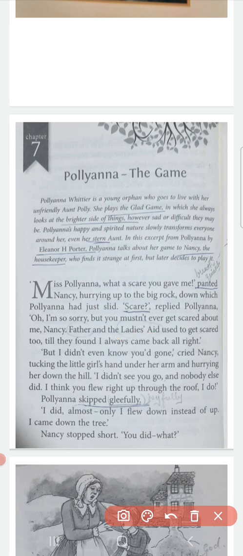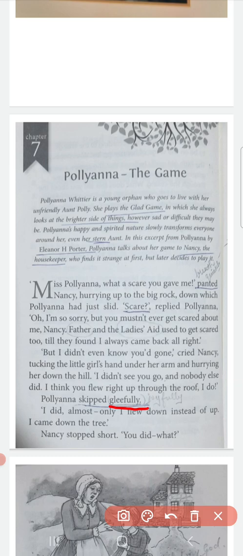Come to the next paragraph. But I didn't even know you had gone, cried Nancy, tucking the little girl's hand under her arm and hurrying her down the hill. I didn't see you go, and nobody else did. I think you flew right up through the roof. I did almost, Pollyanna skipped gleefully. Gleefully means joyfully, happily.